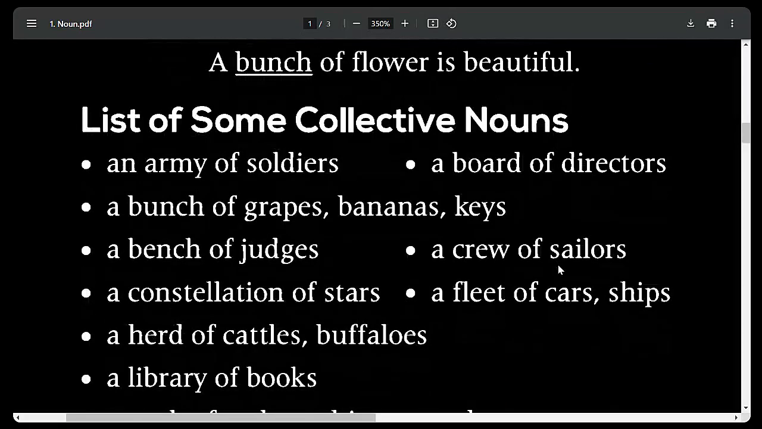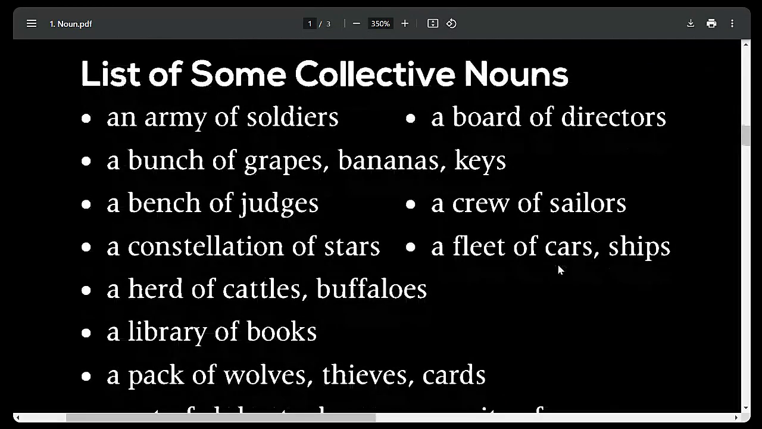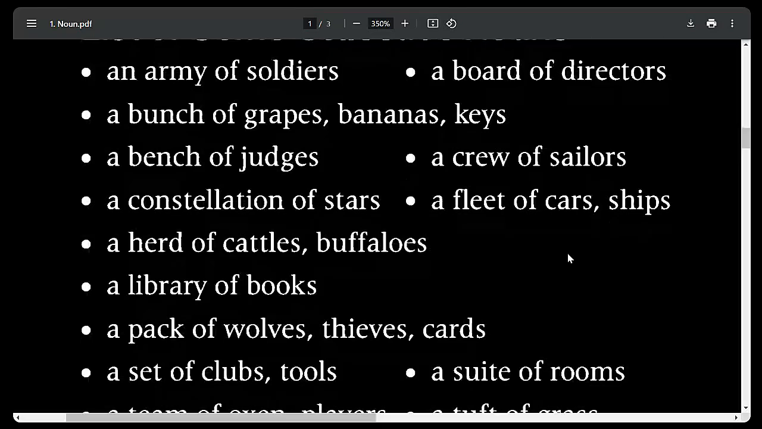A library of books. If all the books are together, the collective is called a library. A pack of wolves. Wolves together are called a pack. Thieves, a pack of thieves. We can say a pack of cards. Playing cards are there. The group of playing cards together is called a pack. So we can say a pack of cards.